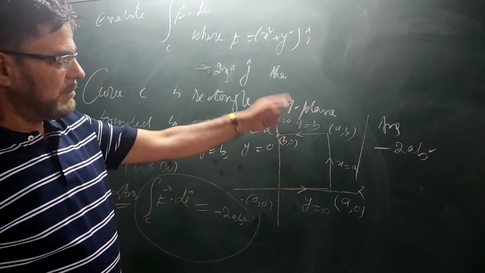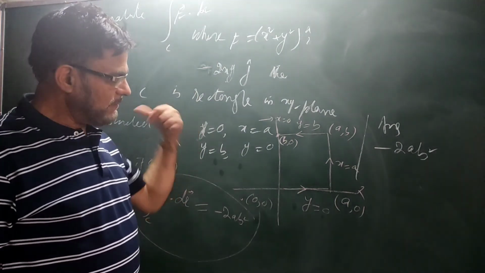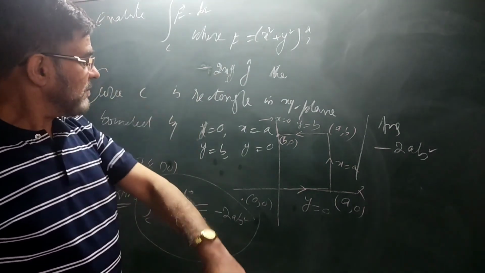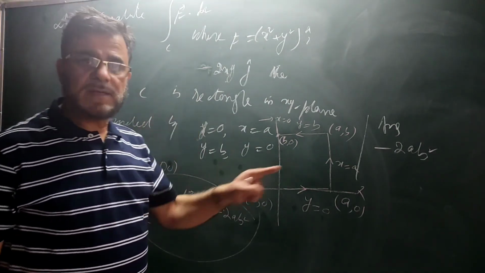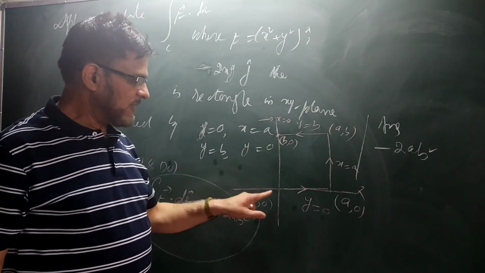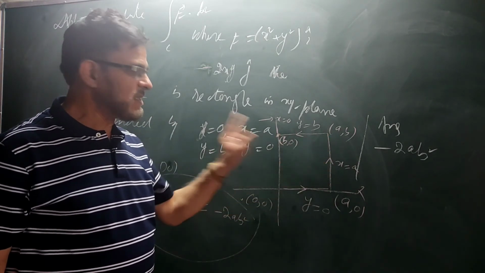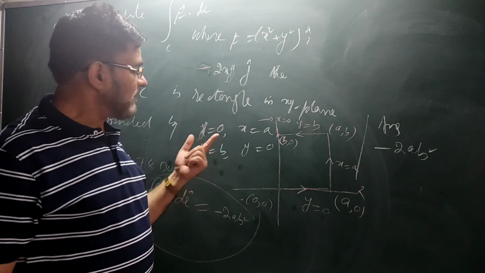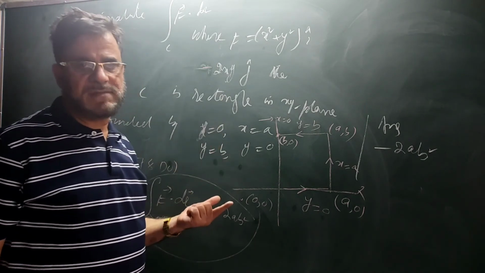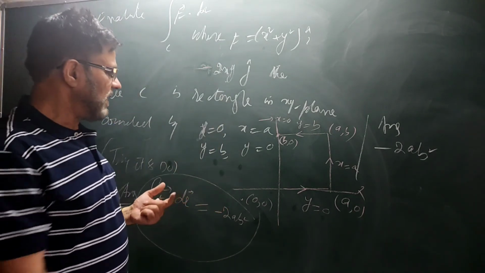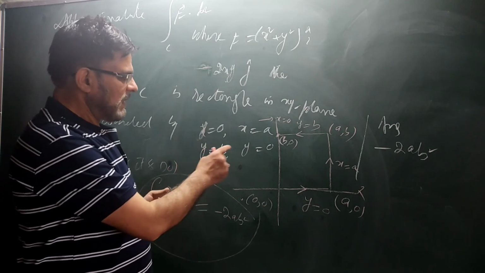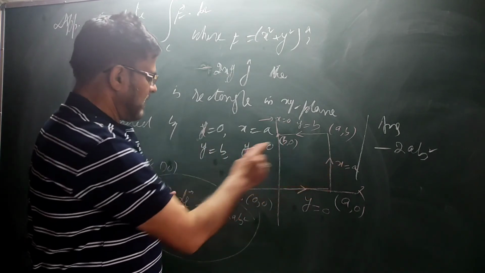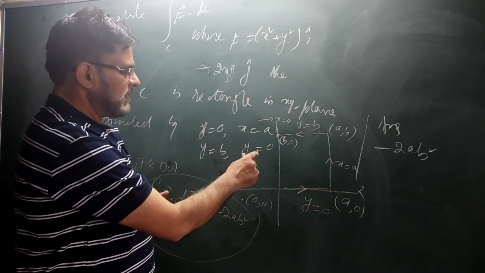You will do this problem as we did previously. In the previous question, we were given the vertices of the rectangle. This vertex was given, this was given, this was given, this was given. And what is the difference? Here we are given the equations of the sides of the rectangle. This is x is equal to 0. This is x is equal to a. This is y is equal to b. This is y equal to 0.